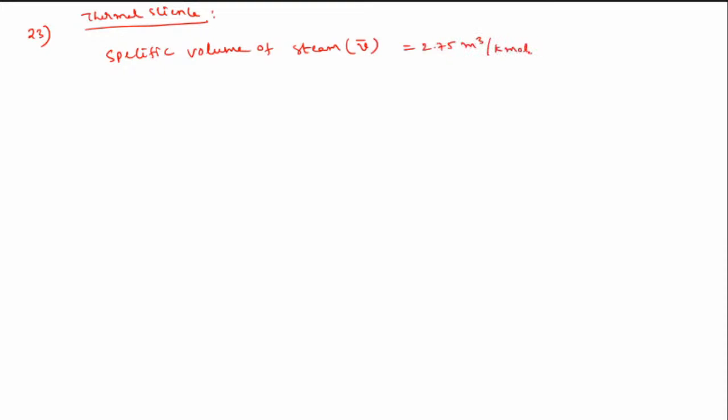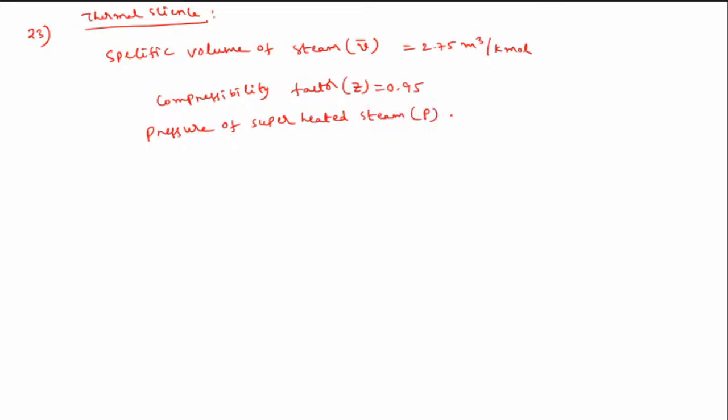So let us solve one more problem, that is a thermal science question. It is a compressibility factor related question. They have given the specific volume of steam, V bar, as 2.75 meter cube by kilomole, and the compressibility factor Z is equal to 0.95, and the pressure of superheated steam as 1500 kilopascals, and they are asking what is the temperature of this steam.